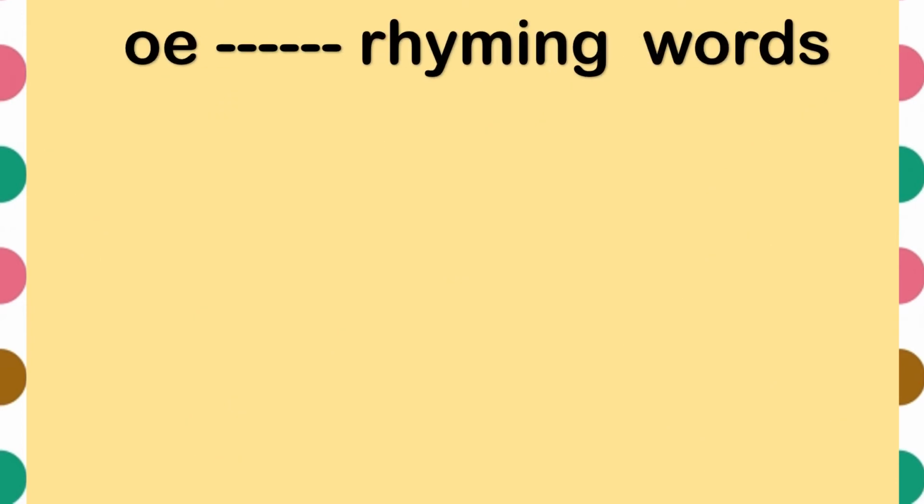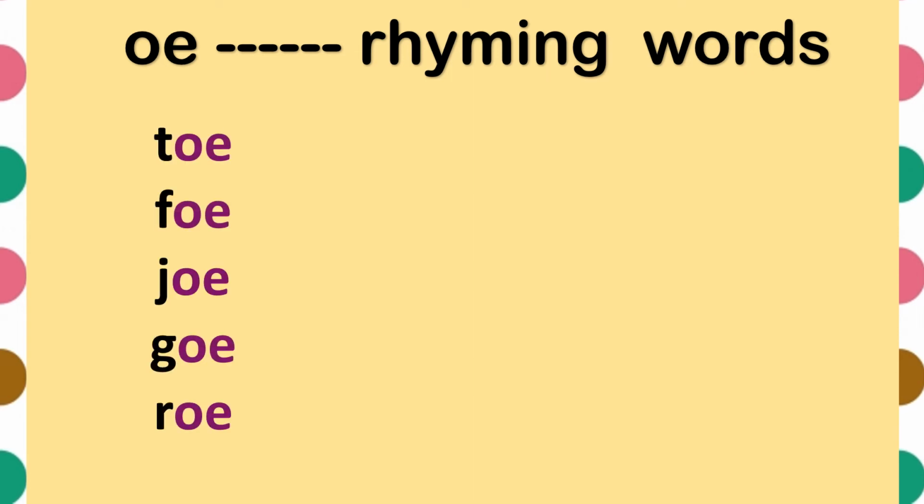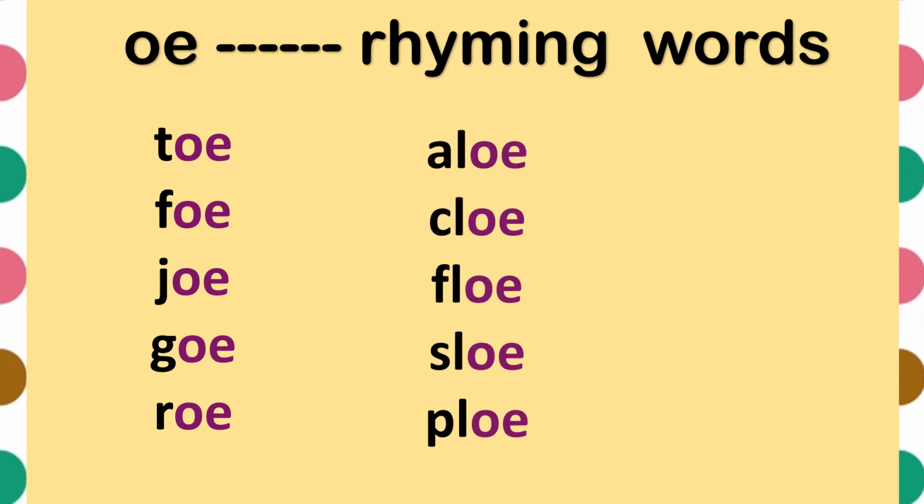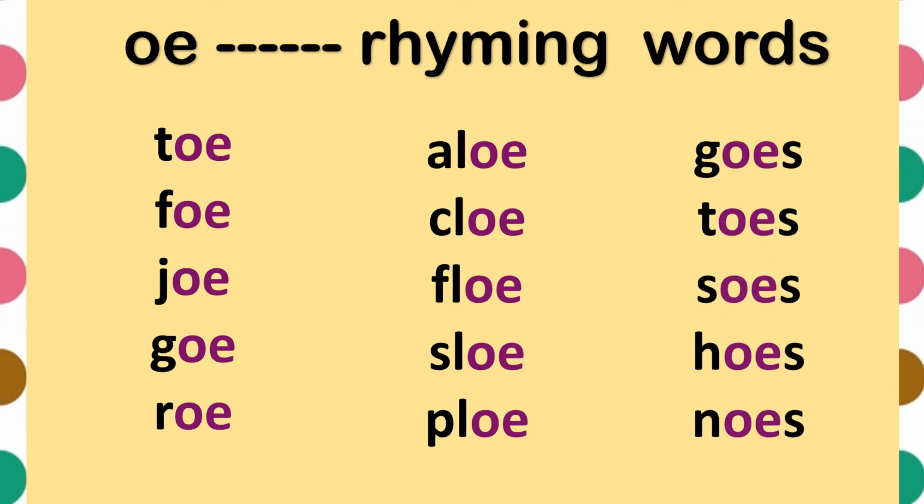Children, let's do some rhyming words. O with letter E. To, go. Aloe, flow, slow, plow. Goes, toes, sows, hose, nose.